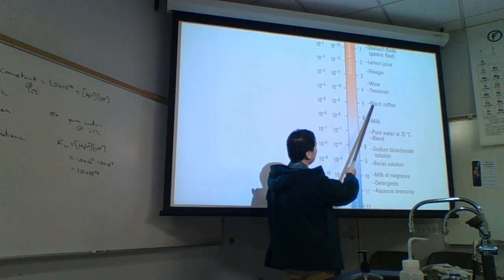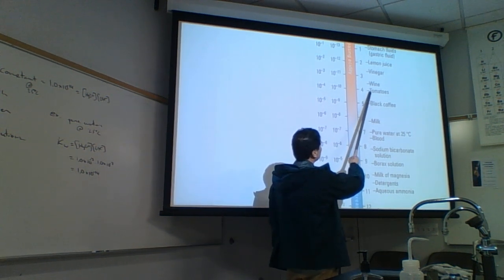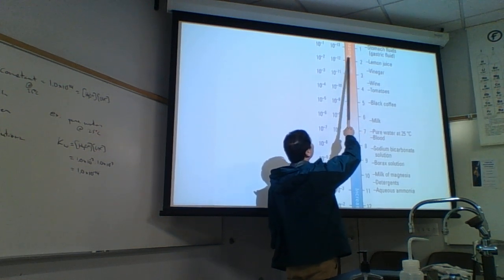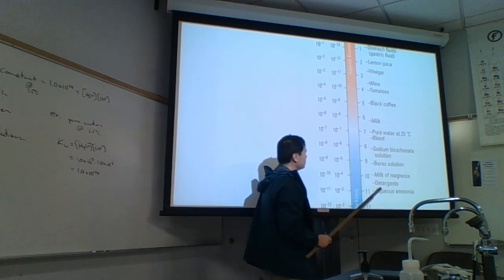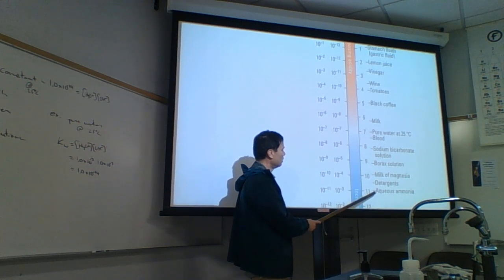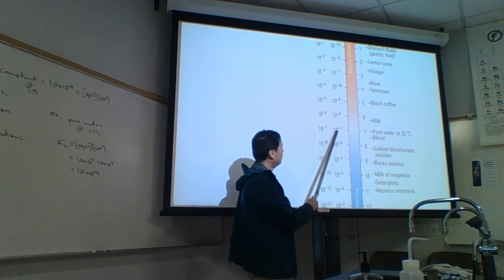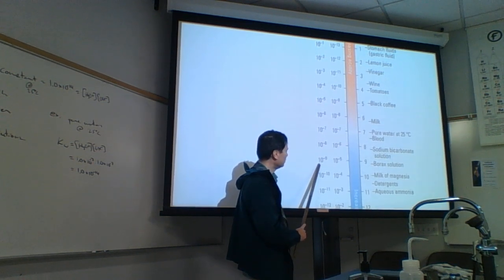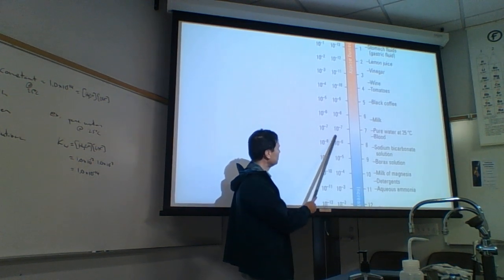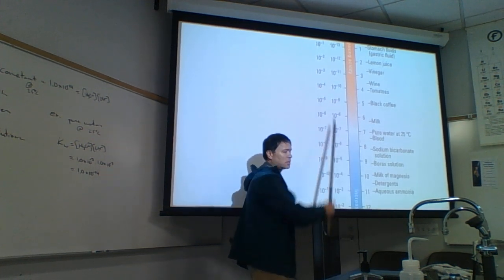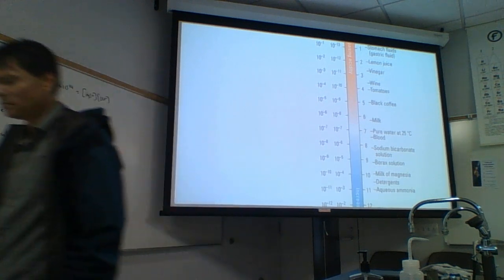Acids would be like black coffee, tomatoes, wine, vinegar, lemon juice, stomach acid. Likewise, let's say I'm going to add base to this, like bicarbonate, borax, milk of magnesia, ammonia. Then the hydroxide is going up, and the hydronium must be going down. So in all these, the hydroxide is greater than the hydronium. In all these, the hydronium is greater than the hydroxide. So acidic solutions and basic solutions.